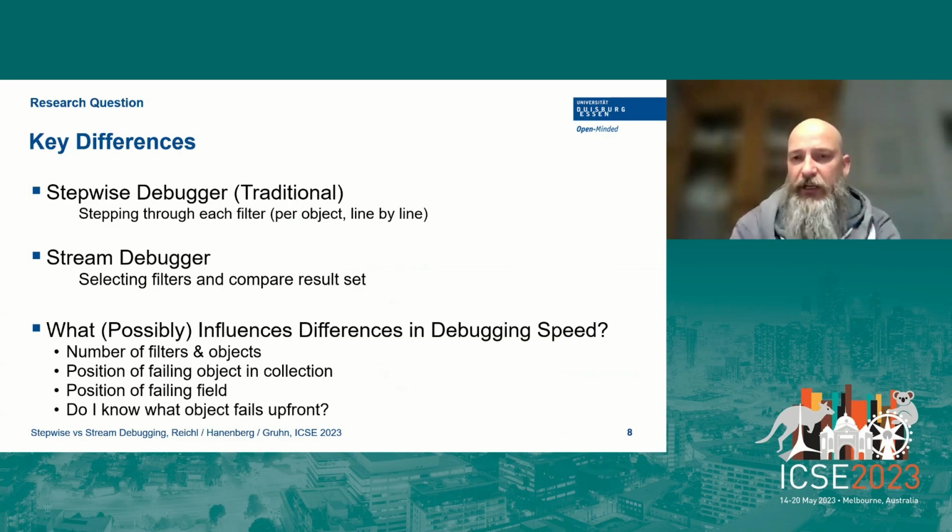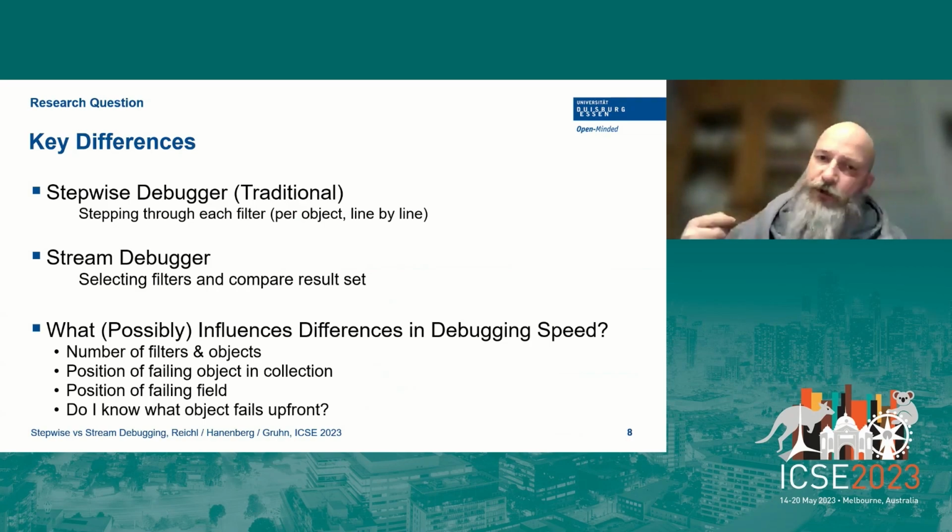What do we think possibly influences the debugging speed? In case there are differences in debugging speed, well, probably the number of filters matter and probably the number of objects matter. Just as a trivial example, let's assume there's just one single object. We don't assume that the stepwise debugger is better or worse than the stream debugger. In the same way, if we have a small number of filters, we also think the situation is comparable, but we also think that we have to take care what the position of the failing object in the collection is.